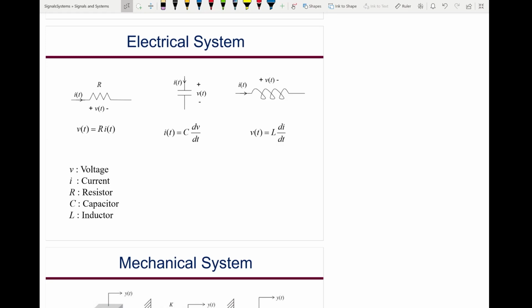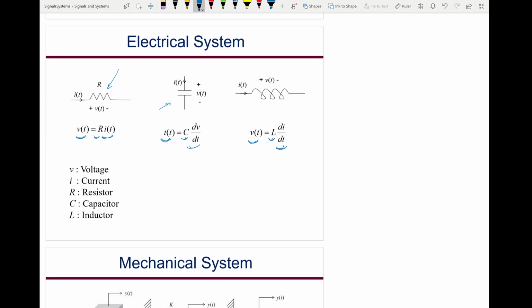So the first one is the component resistor. And with Ohm's law, it says the output voltage across the resistor equals the current through the resistor times R, the resistance. If you have a capacitor component, the current through the capacitor equals the capacitance times the derivative of the voltage across the capacitor. And if you have an inductor here, then the voltage across the inductor will be the inductance times the derivative of the current through the inductor.